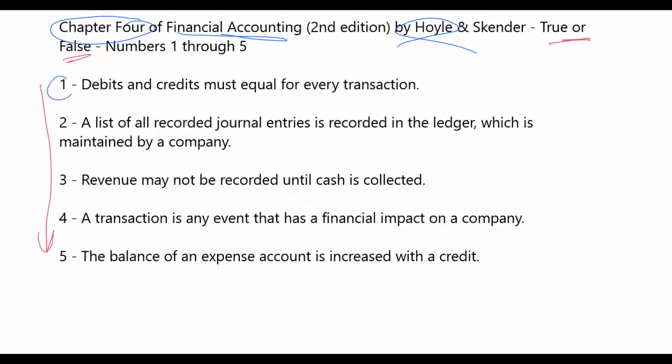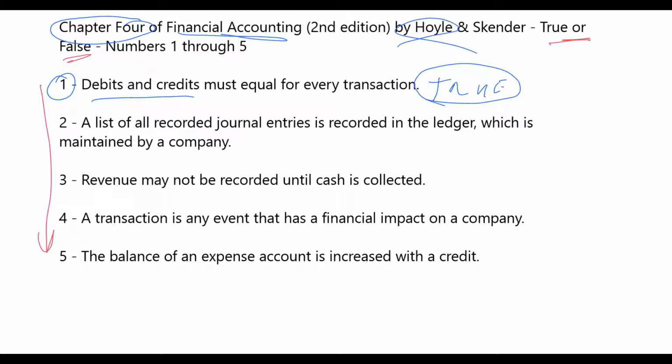We'll start with number 1. Here's what it says. Debits and credits must equal for every transaction. Well, clearly that's true. If you've read the chapter, you know that every journal entry, every transaction has accounts that change. And those accounts that change have a cause and effect. That's what's reflected in the journal entry. Every cause must have an effect, or every effect must have a cause, whichever way you want to say it. Therefore, they should be equal, and that answer is true.